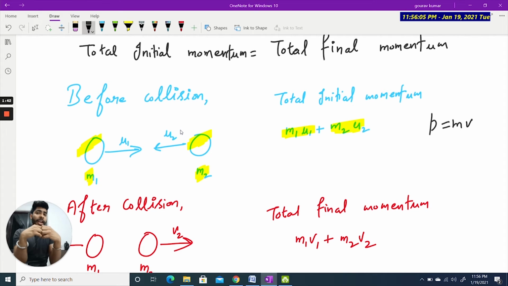Now, since they are coming towards each other, right? So they will collide. After the collision, there are two cases. First case, they can stop. Second, after the collision, they will move back. So, what will happen? It depends upon their mass and velocity. Let's see what is their fate.